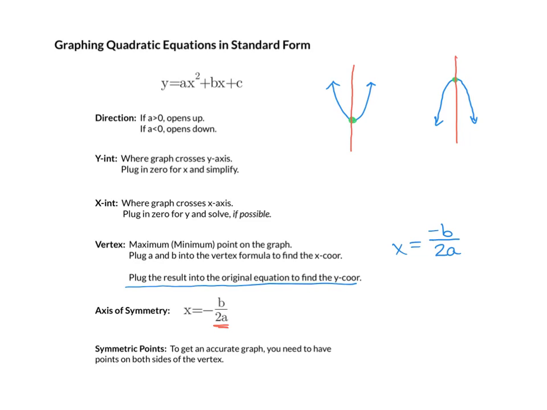Now, when we talked about linear equations, we said that we need a minimum of 2 points in order to graph it. For quadratic equations, you need 3. You need the vertex, and you need 2 symmetric points. So what do I mean by symmetric points? You need to have points on both sides of the vertex in order to get your correct shape. Okay? All right, so let's go ahead and look at some examples.